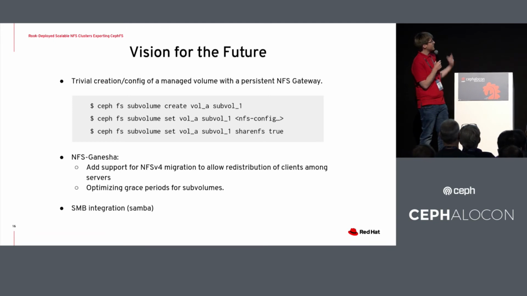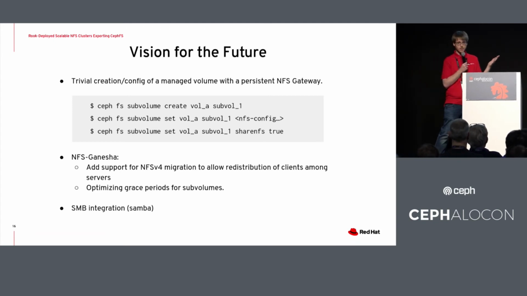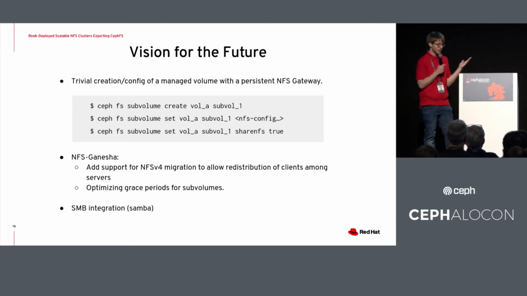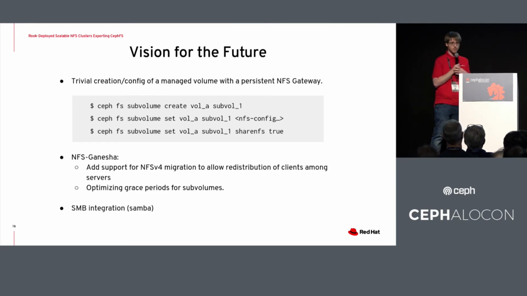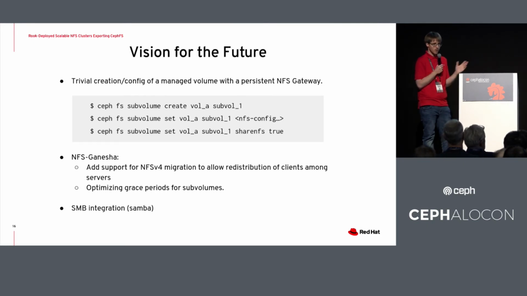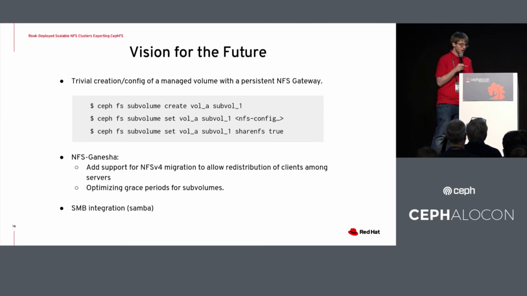Eventually where we want to get is we can create a subvolume, which is, again, just a little directory tree within CephFS. In this case, the file system is called vol.a, and the subdirectory that we're creating is called subvol1. This is a new volume manager plugin that we're building within CephFS, and it's going to allow you to have a single source of truth and essentially a managed API for managing the volumes within CephFS.